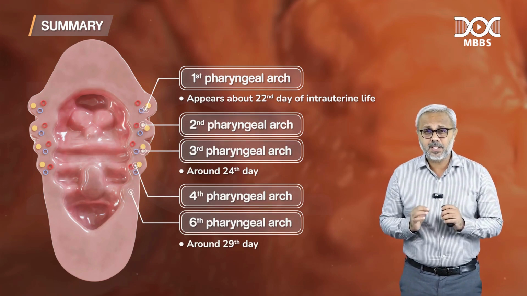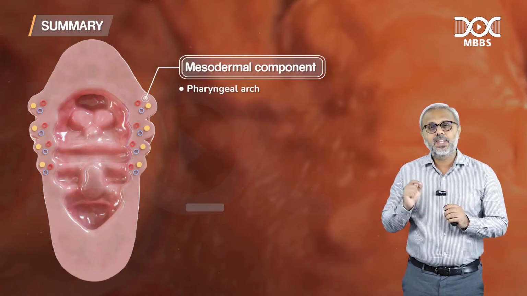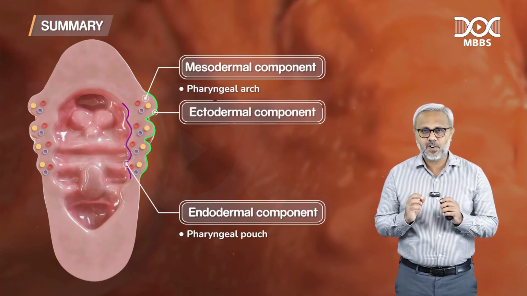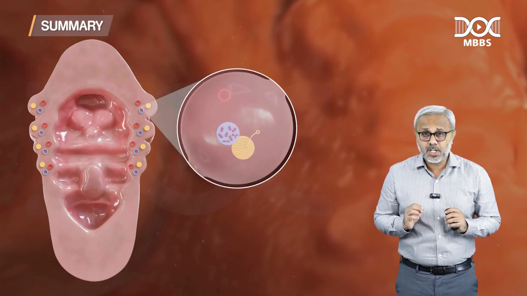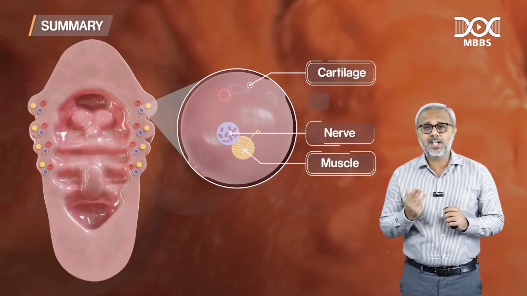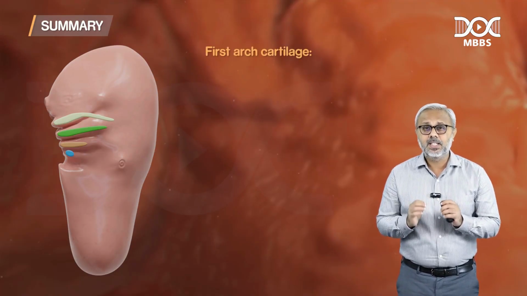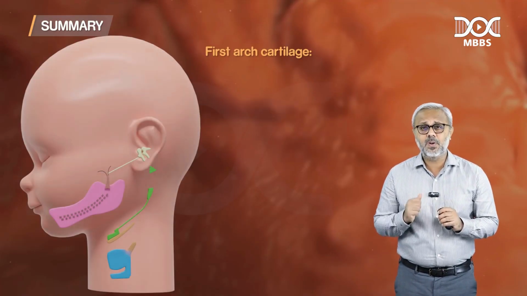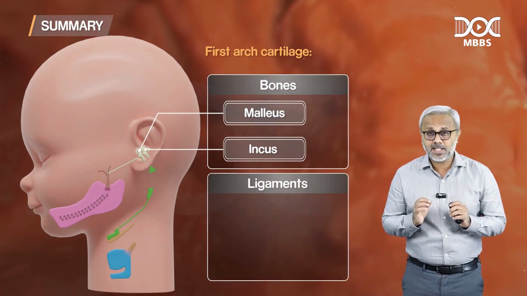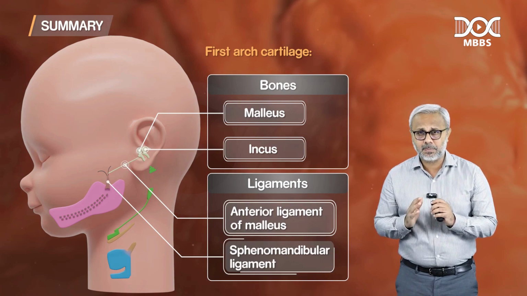The pharyngeal apparatus includes a mesodermal component called the pharyngeal arch, the endodermal component which will form the pharyngeal pouch, and the ectodermal component which will form the pharyngeal cleft. Each pharyngeal arch will have a cartilage, a muscle, a nerve and an artery. The cartilages derived from the first arch include Meckel's cartilage, which gives rise to the malleus, incus mainly, and alisphenoid. The ligaments that develop from the first arch cartilage are the anterior ligament of the malleus and the sphenomandibular ligament.